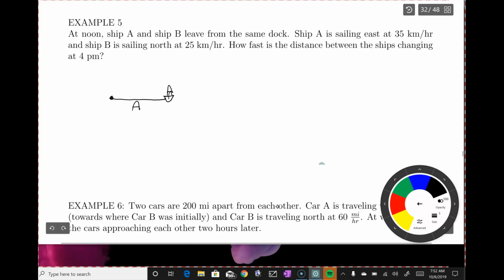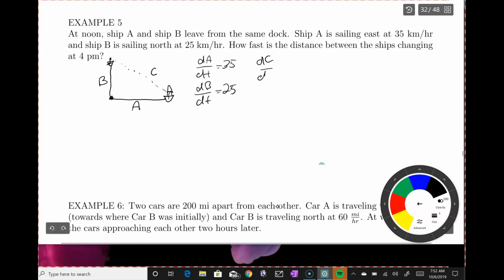All right, so then I have the ship B sailing north. Again, that's the boat, but I want to label the side length that it's going to be changing as B. So I know that the rate that ship A is moving, dA/dt, is 35, and it's getting bigger, so that's positive. And dB/dt is sailing at a rate of 25 kilometers per hour. That's getting bigger. So I want to find out how the rate that the distance between them is changing.